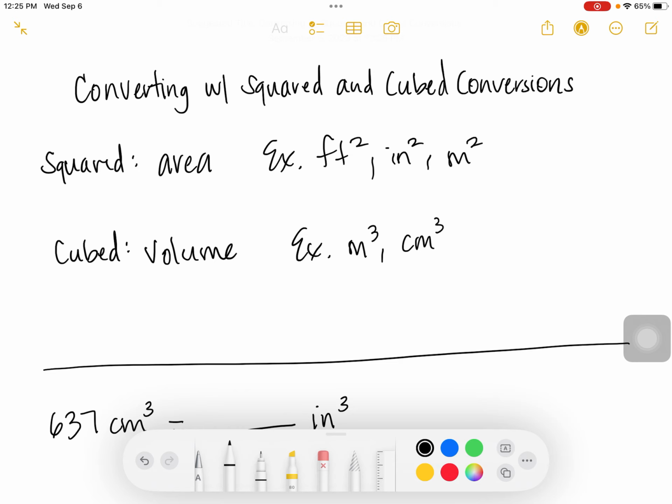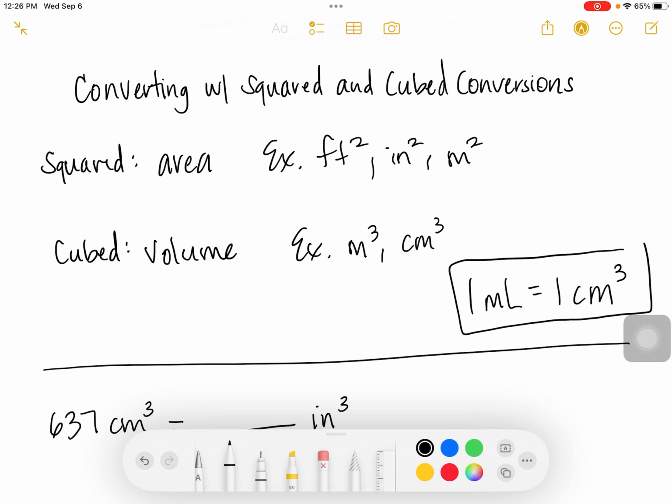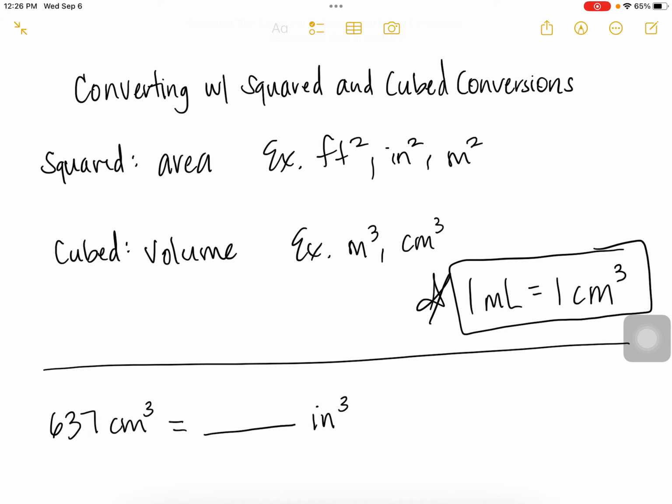We have one conversion factor that we have not seen yet, and this is really important, and it is that 1 milliliter, which is a volume unit, is equal to 1 centimeter cubed. So add this to your conversion chart, put a box around it, put a star next to it, because that's an extremely important conversion that we're going to see in just a little bit, and we're going to have to use it. Okay, so how do we deal with units that have cubed and squared conversions?